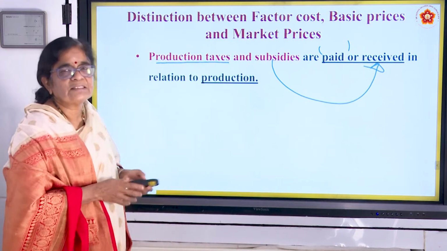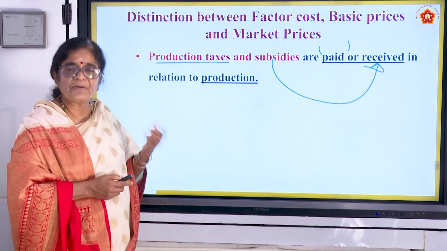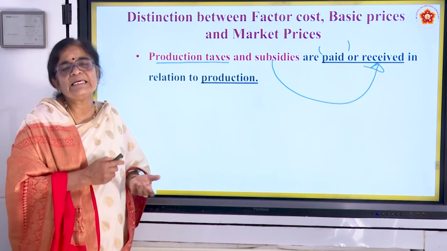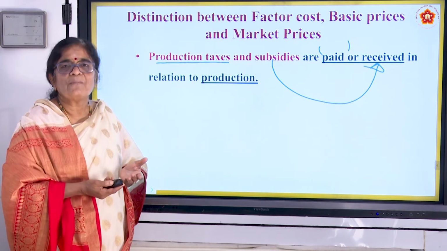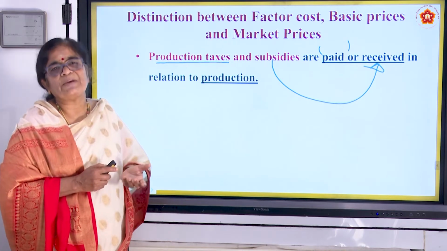For instance, for product subsidy, I can take paddy production. Fertilizers are always subsidized. How? For instance, the fertilizer price for a bag is 350 rupees.